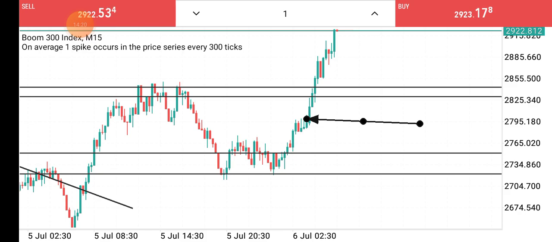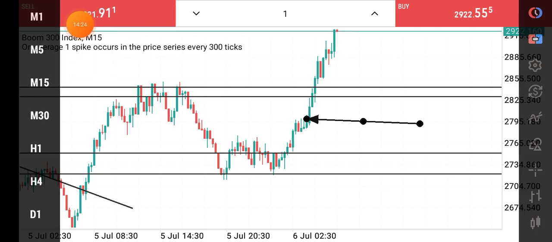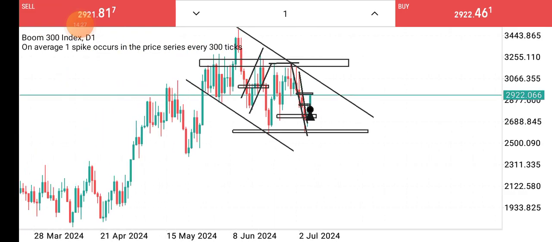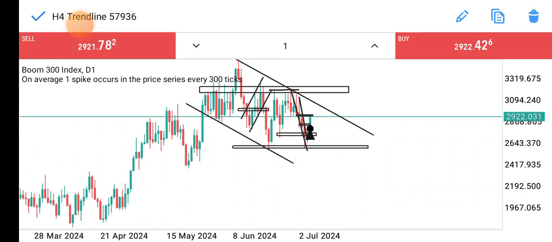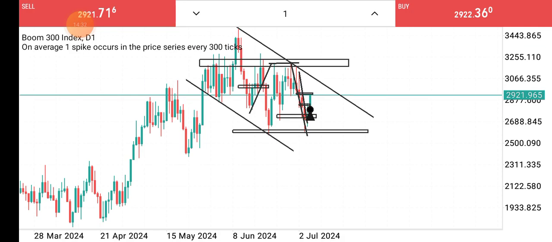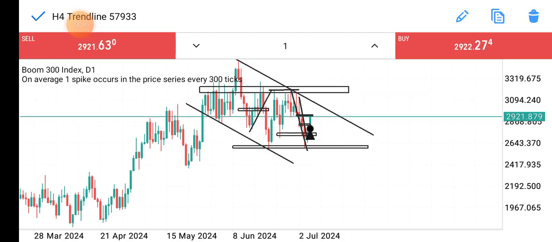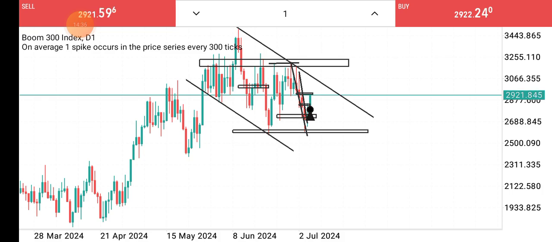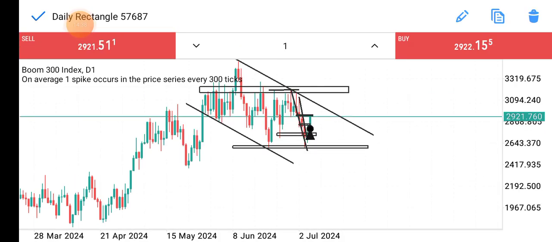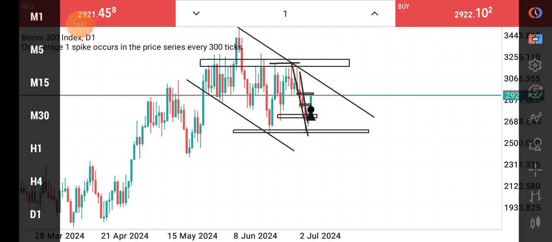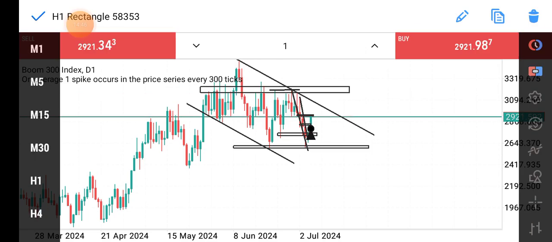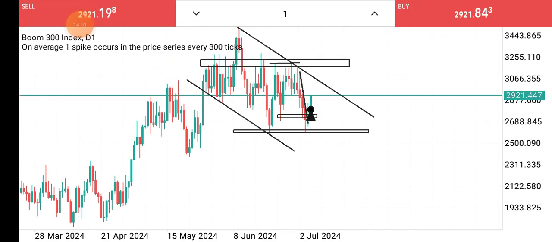All right, so let's go back to the daily time frame. On the daily time frame, let me take out these drawings that are here already, so that the chart can be neat. Let me pause the video and remove these drawings, then we go.